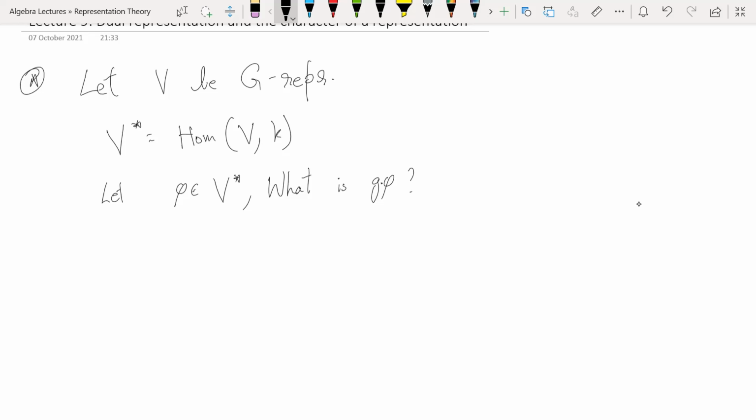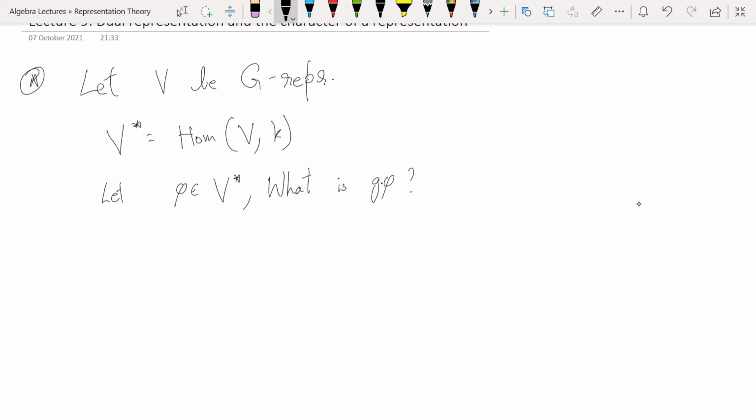Of course, one thing one can guess is that G phi of V is phi of GV, but that may not work. There may be some problems. So I'll tell you some things we also want from this representation. I can give you the formula, but maybe I'll try to motivate it. There are two ways to think about it.